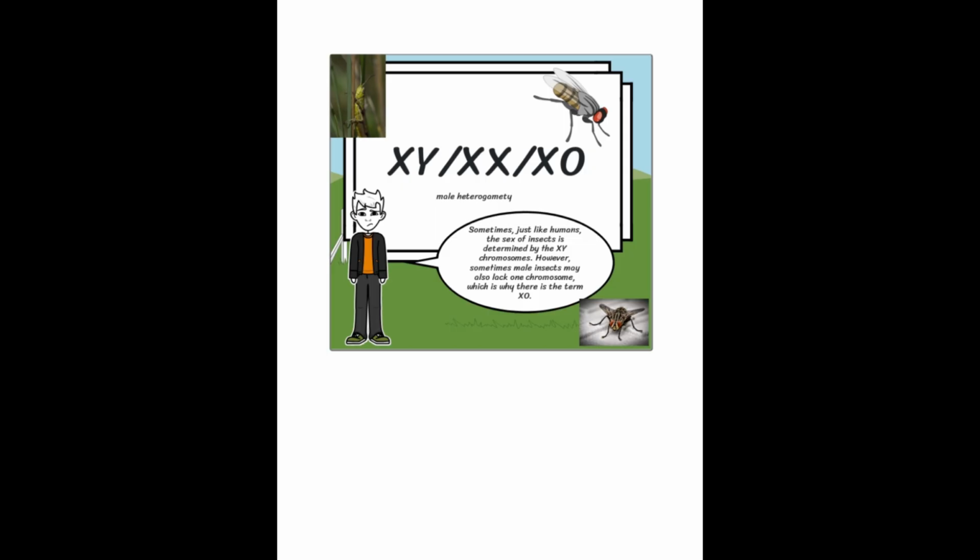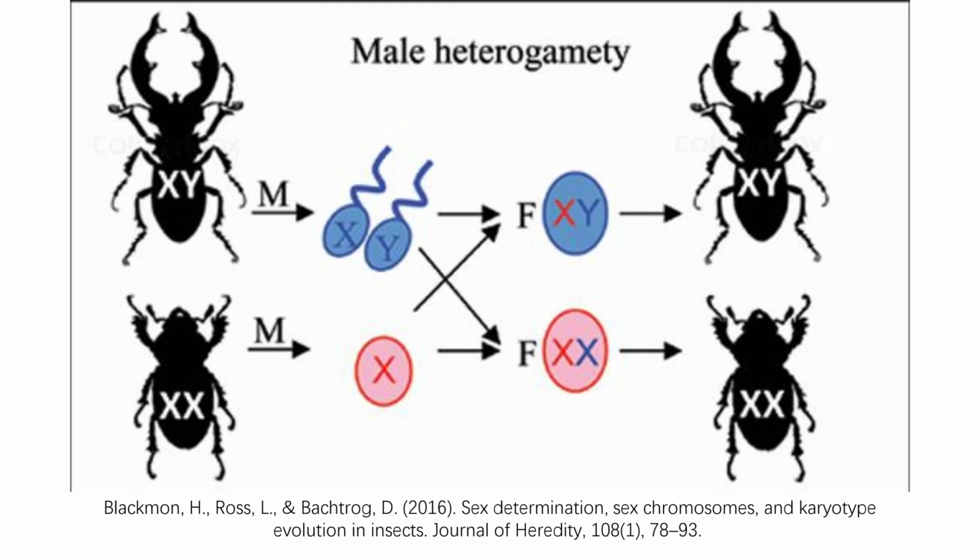You and I are humans, and because we're humans, we have XX chromosomes for females and XY for males. Well, many insects actually use a similar system, and this system is called heterogamety. In the XX/XY system, males have one X and one Y chromosome, while females have two X chromosomes. Very familiar, right? Hopefully it is.